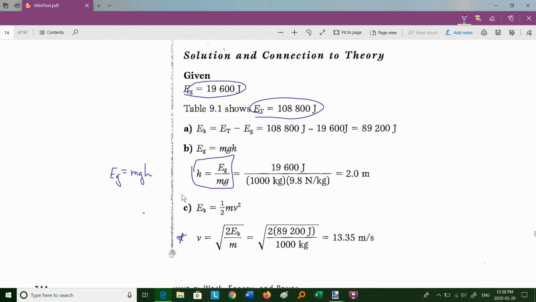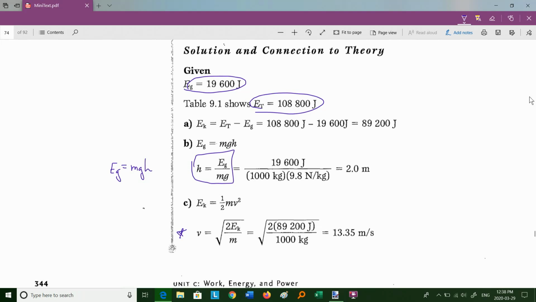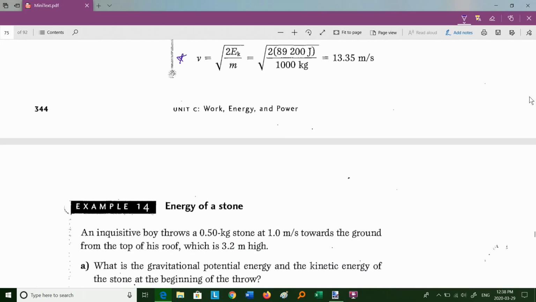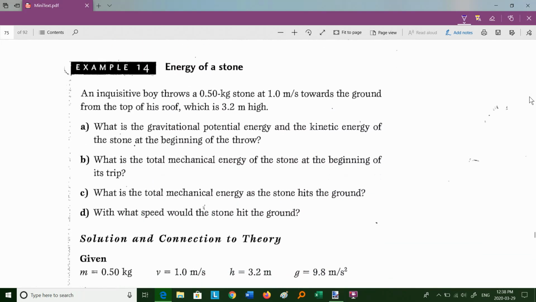So that's an example of a roller coaster problem, and they won't get fancier than that. I think I might throw a loop-the-loop in on one of them, but not much more fancy than that. So let's go to example 14.